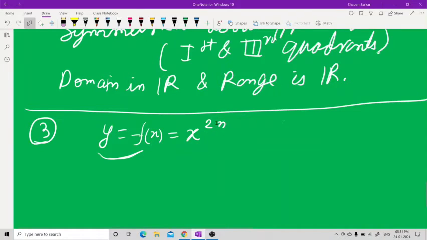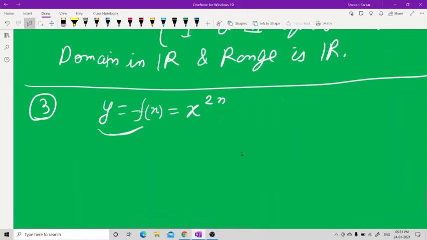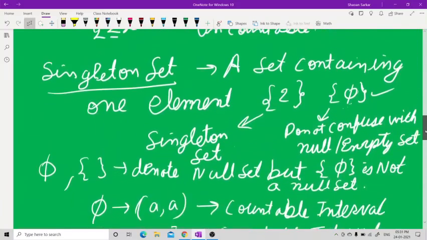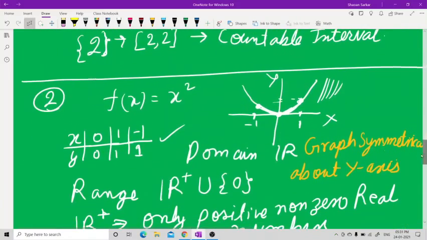And n equal to 3 means x to the power of 6. Like this, you will plot the graph in this manner. You will plot the graph the way I did here, exactly like this.